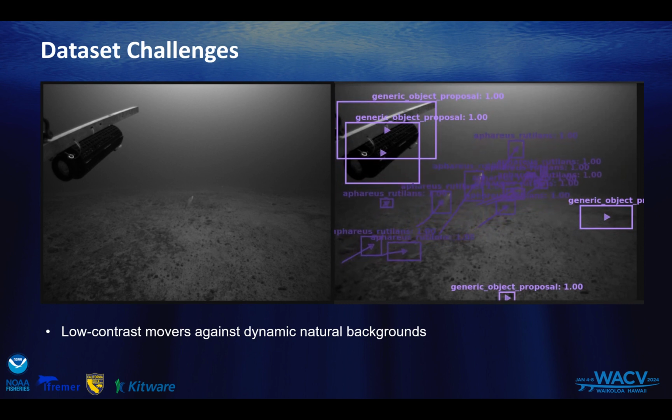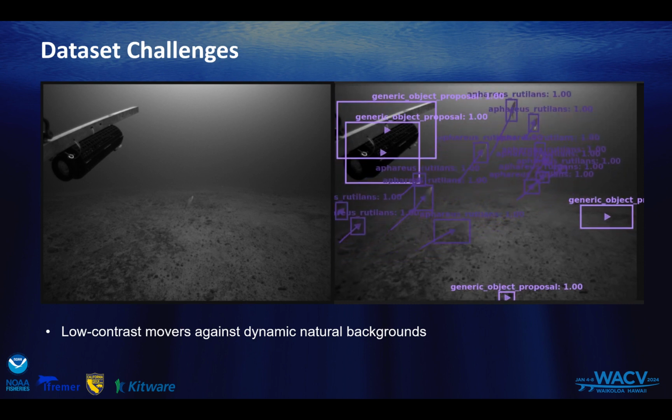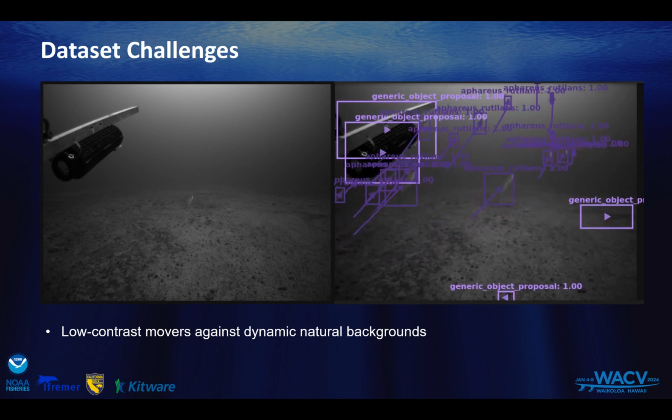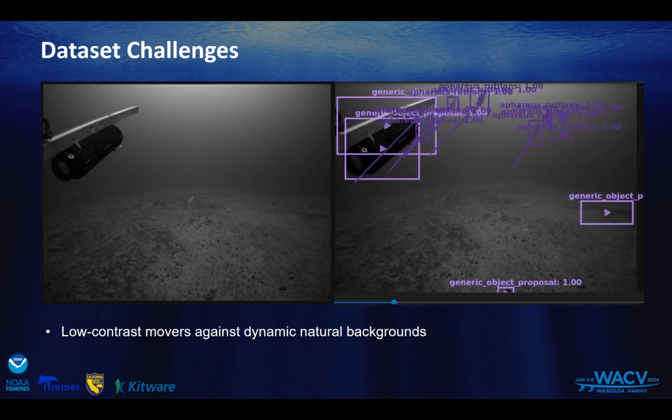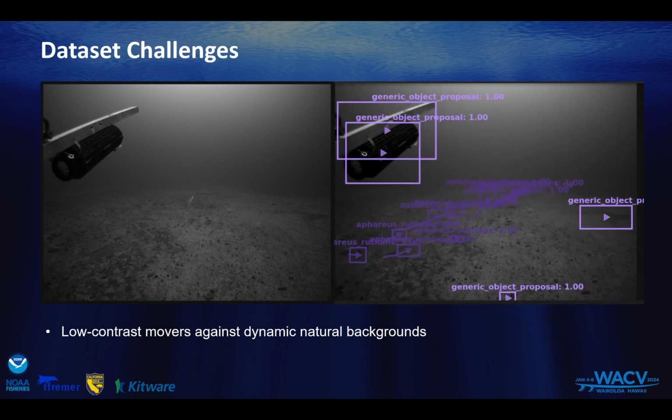When fish are moving over open ocean, they're much easier to see than when they're across a dynamic natural substrate. Sometimes the only thing you can make out is a very slight motion signature, as the fish can be camouflaged against the background.